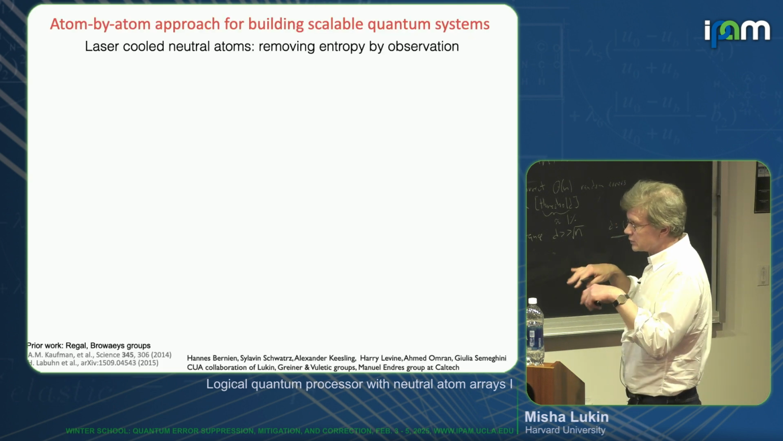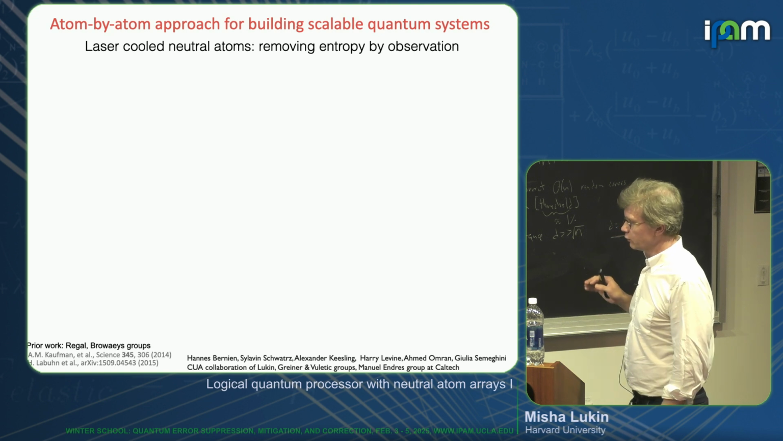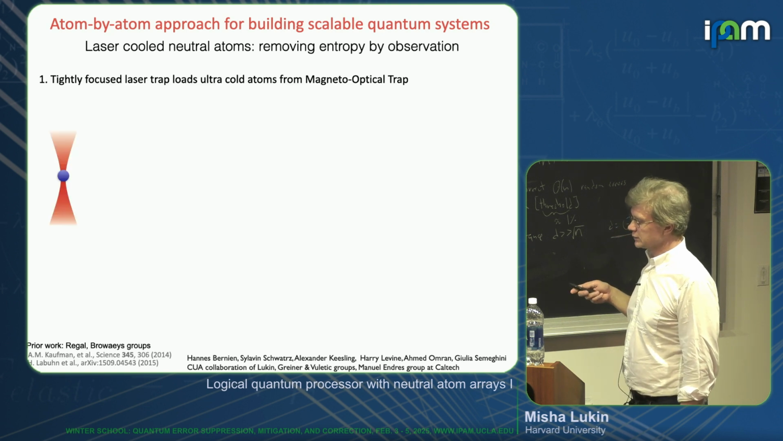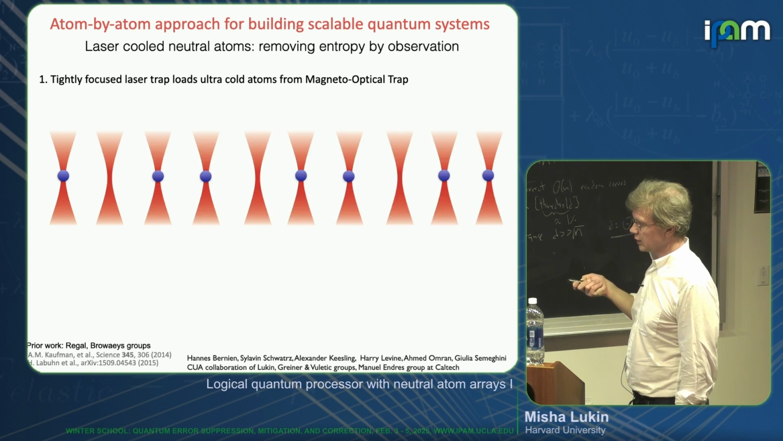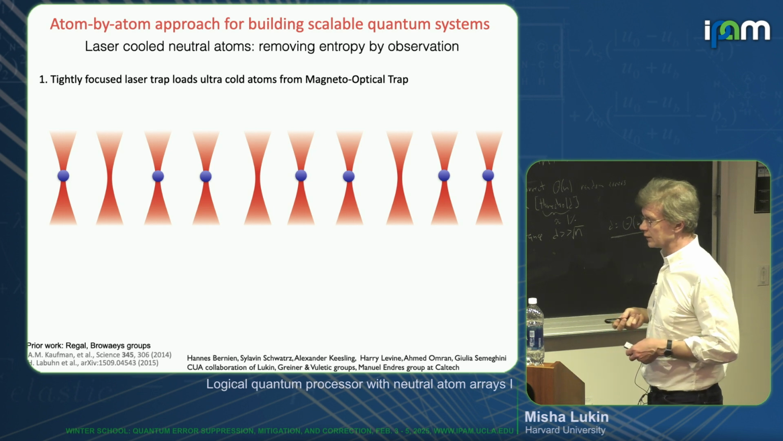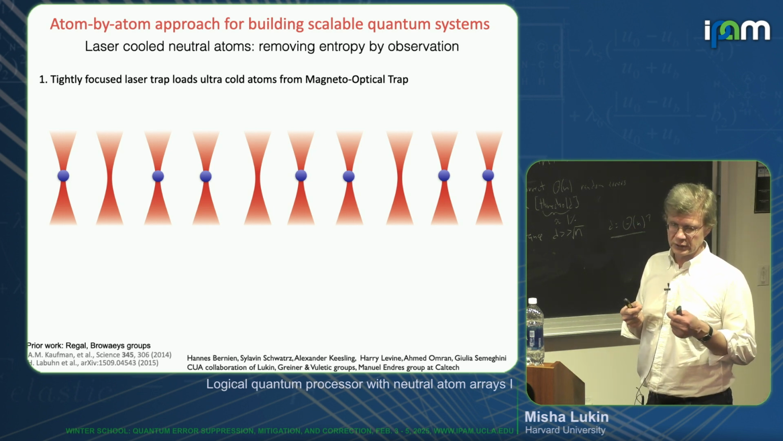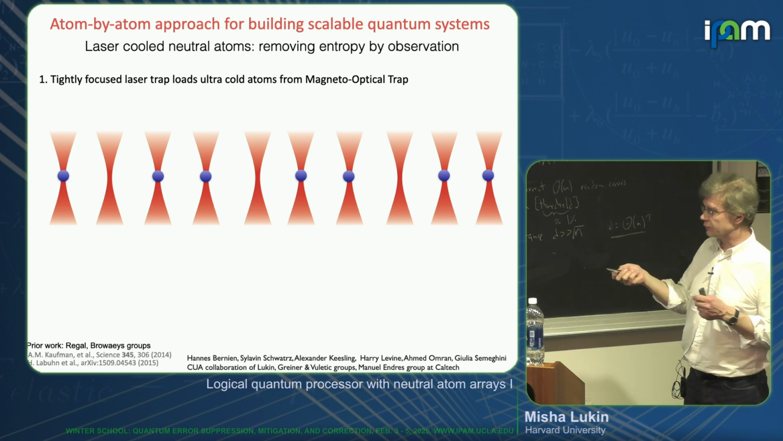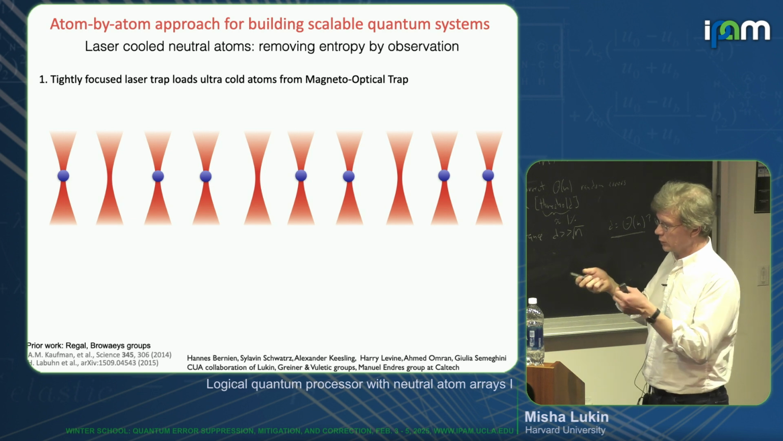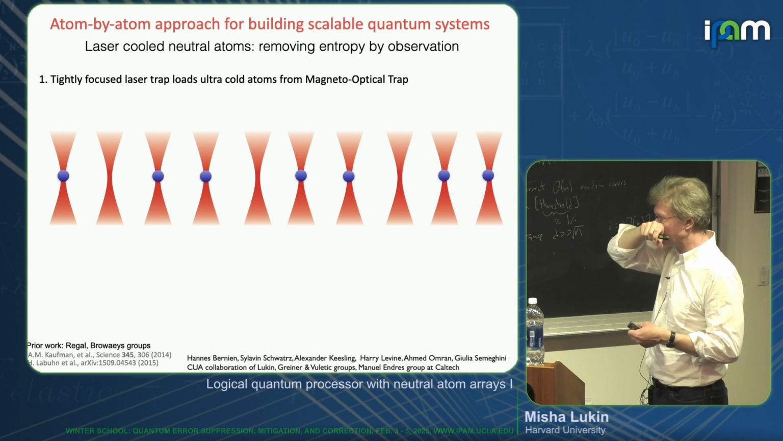With all of these ingredients, the way we will build quantum systems is the following. We will start with an array of these tweezers, a bunch of beams which we focus very tightly, so tightly that each tweezer can hold at most one atom. If there are two of them, they will not fit in. They will be ejected, one of them or sometimes both.